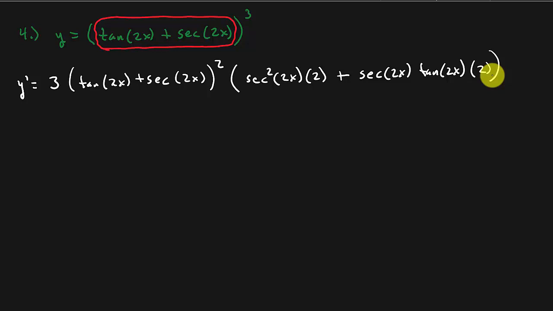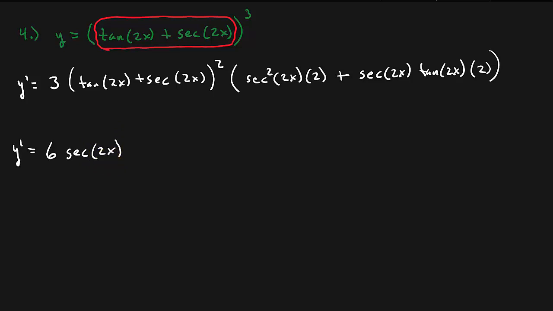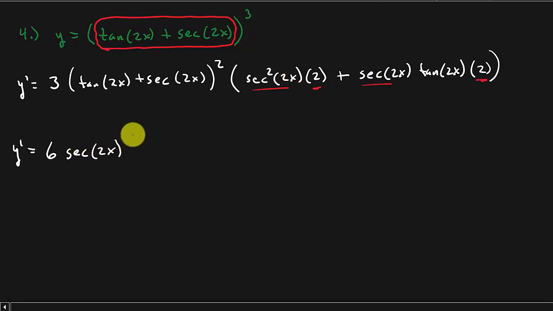All right, so let's see if we can simplify this a little bit, clean it up some. So I've got y prime is equal to 6 secant 2x. Now, where did that come from? Well, I factored out a 2, and I factored out a secant 2x. Okay? That's where the 2 times 3 is 6, and then factored out a secant. That's where the secant 2x comes from. Times, and now I'm going to write this part down. That's tangent 2x plus secant 2x squared.